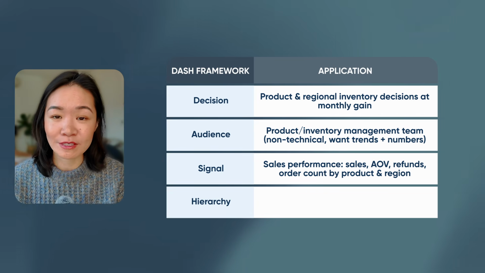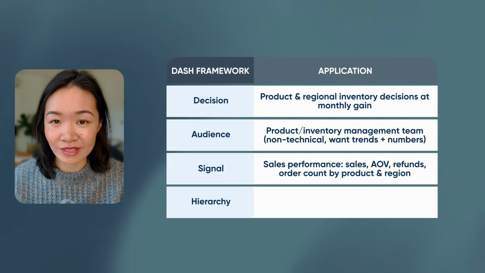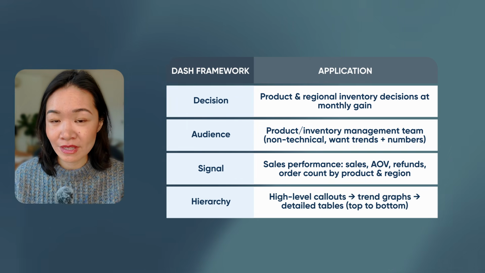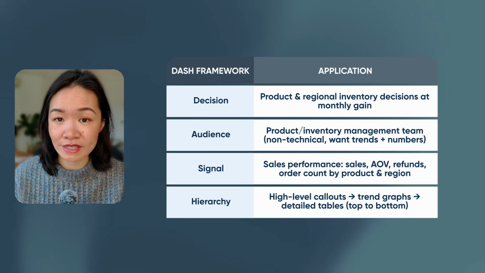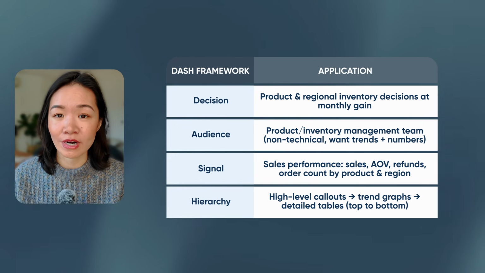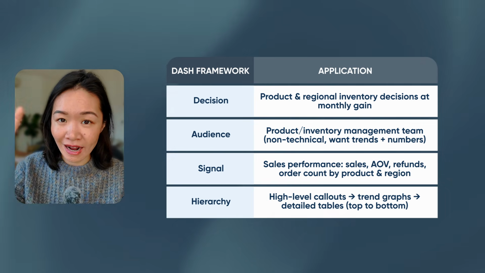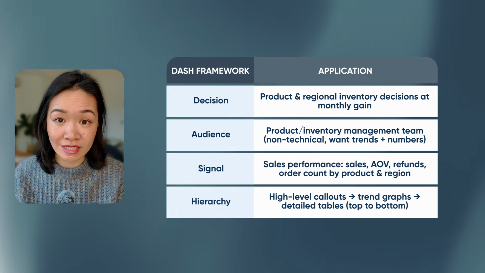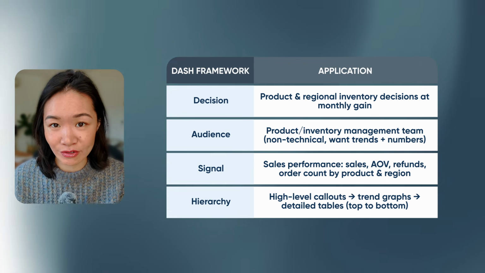For hierarchy, because my audience is someone who isn't super technical, I'm already thinking that I'm going to have some high-level callouts at the very top so that they can see the performance across all of the metrics. And then as I move through the dashboard, I'm going to get more and more detailed. So I'm going to start high level with some overall trends and simple graphs, and then I'm going to give them the ability to actually dig into things further by having more detailed graphs at the bottom.